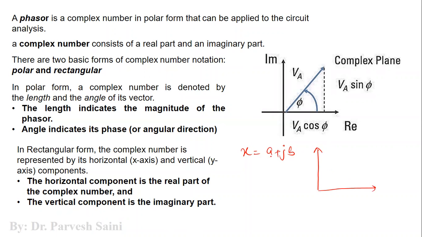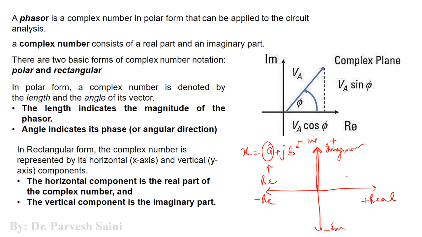So we have two axes here. This is the real part, and this is the imaginary. So the y-axis basically is the imaginary, and this is the real. Right? Similarly, we have positive real and positive imaginary, and then we have negative real and negative imaginary, right? So, for example, if we have a quantity x is equal to a plus jb, this vertical axis is j, this y-axis. So it can be represented somewhere like this here.